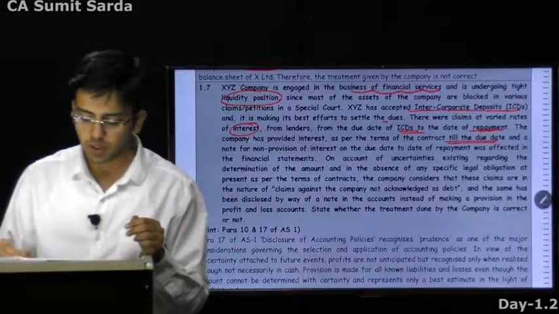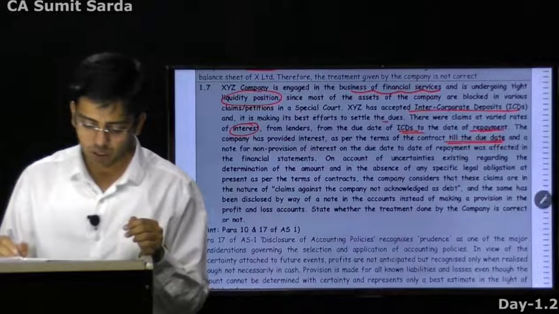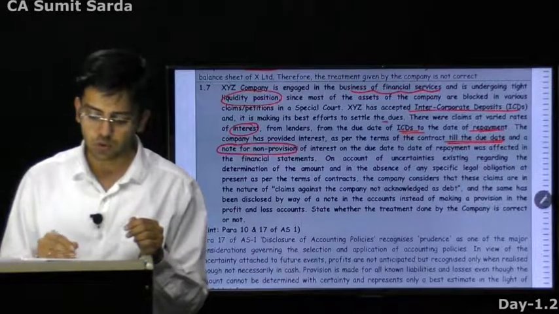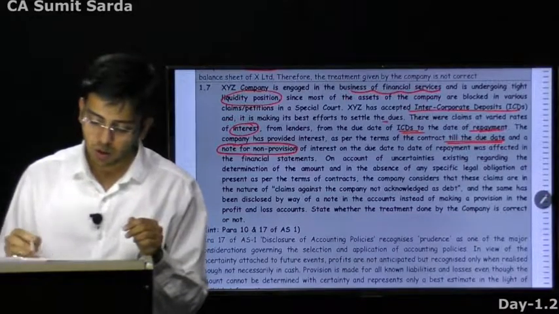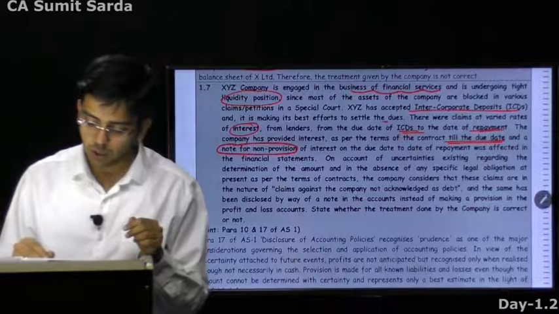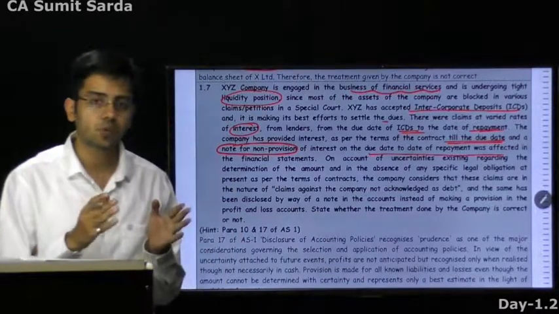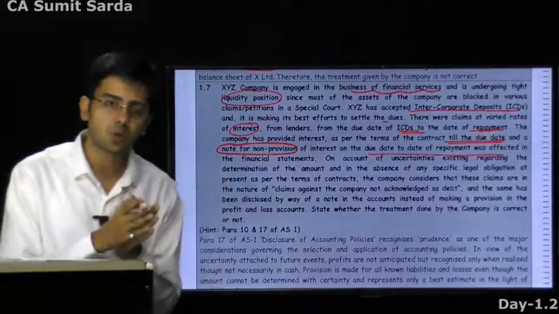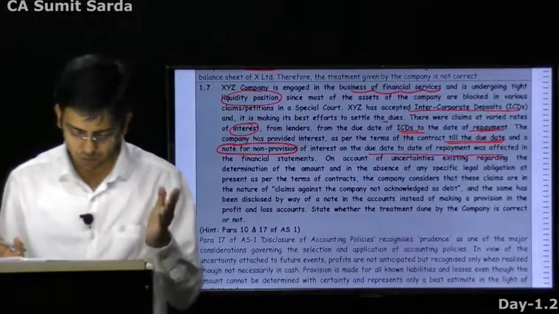Company has provided means accounted for the interest till the due date, and a note for non-provision of interest. Non-provision, you haven't made any accounting for the interest from the due date to the date of repayment. You have accounted for the interest till the due date. You haven't repaid the amount, but you haven't accounted for the interest from due date to the date of repayment. Now you must be confused. We need to read ahead.